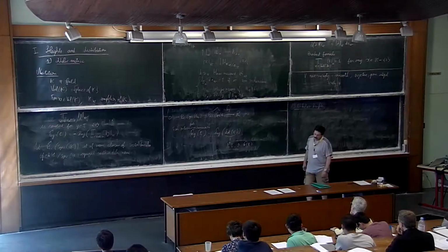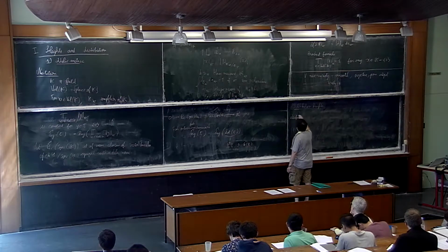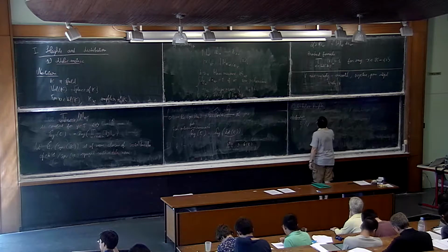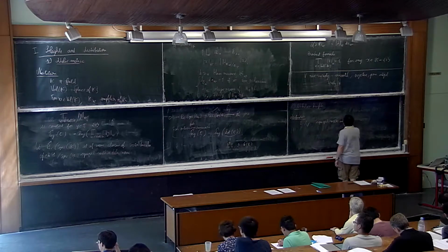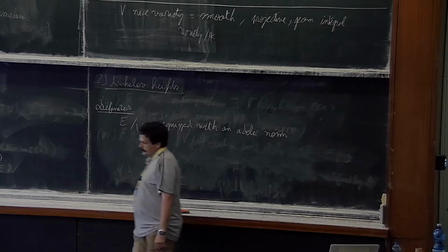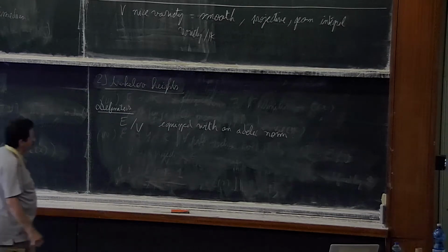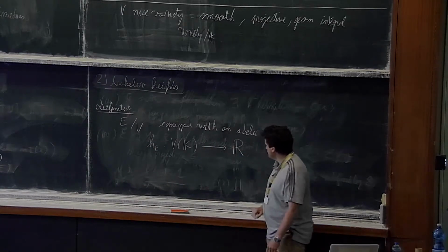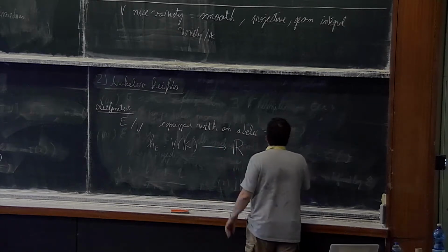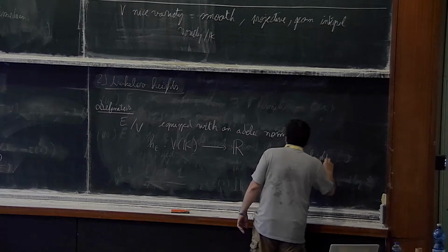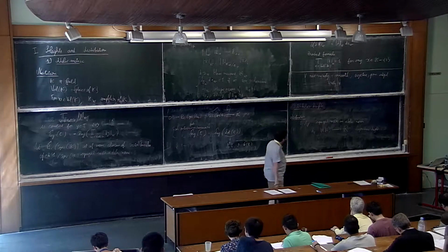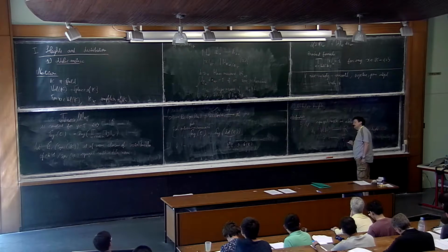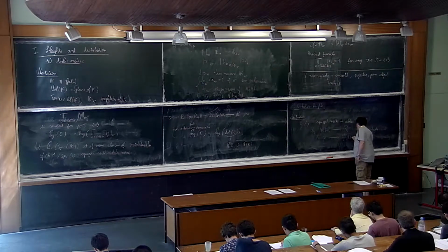Now I'm considering a vector bundle E over V equipped with an adelic norm. And I want to define a height which corresponds to this vector bundle. So this is done as follows. This goes from the rational points of V to R. So this is a logarithmic height associated to this data. It is defined simply by associating to a point x the degree of the pullback, the fiber of E at x.